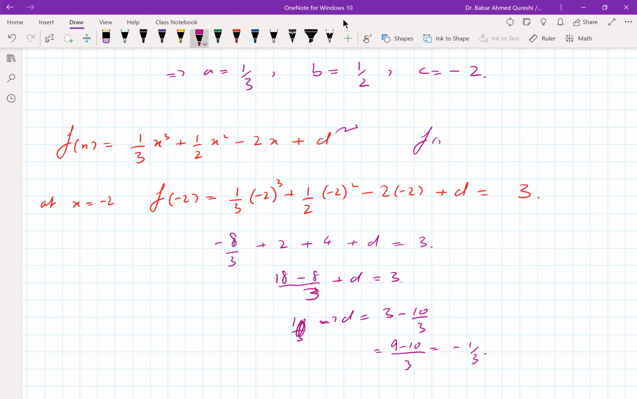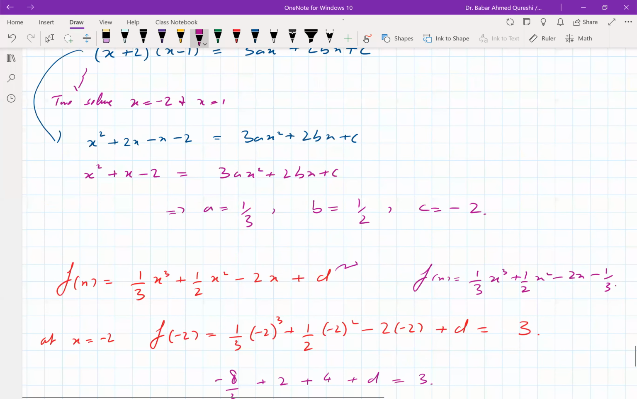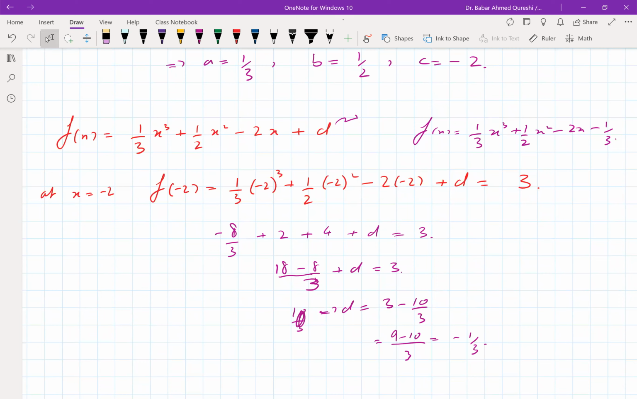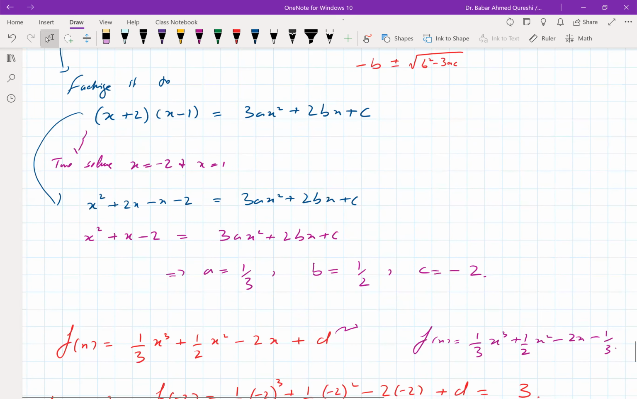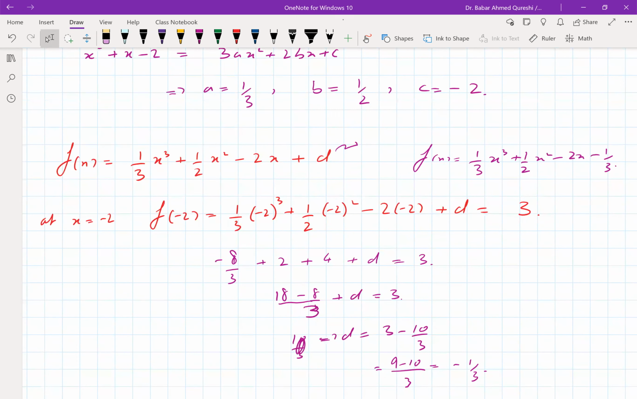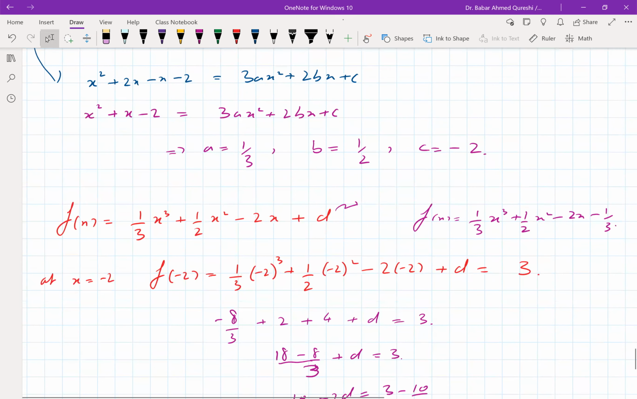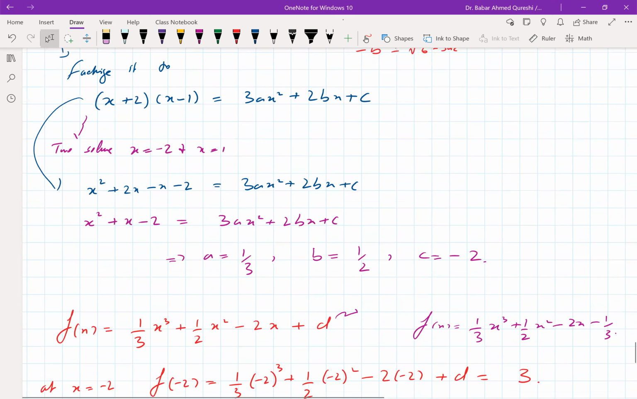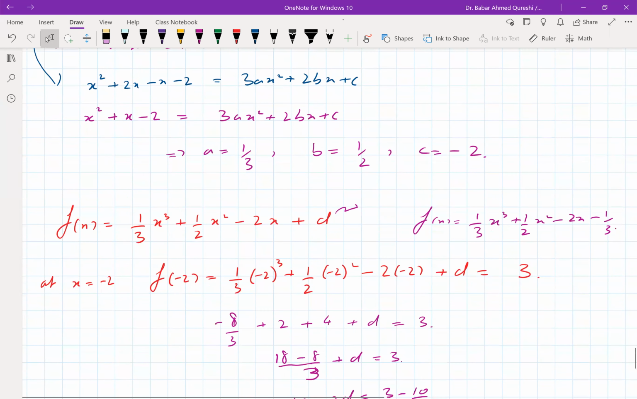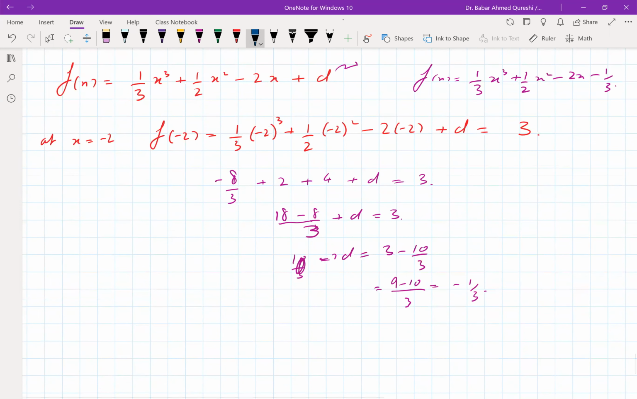So the cubic is 1 by 3... And if I check it, and the other value, x is equal to... Okay, so this is done. Any question? Let me stop here.